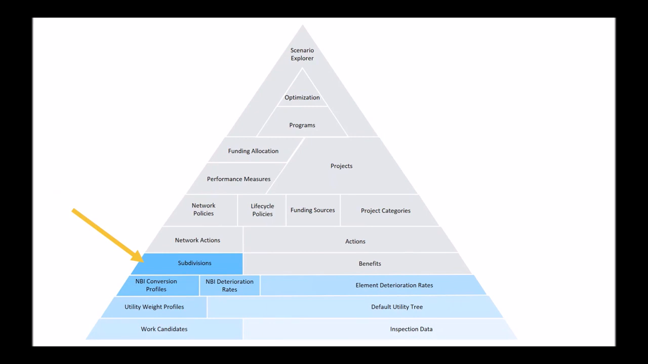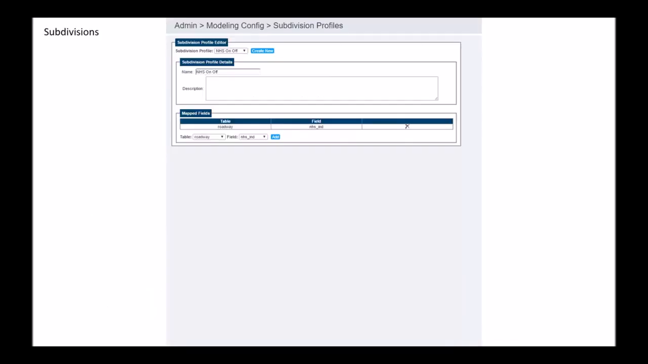Let's briefly discuss subdivisions before moving on to the main pieces of actions and benefits. Subdivisions are used to break up the analysis groups into different pieces for tracking the results. You'll see them play a larger role in later episodes. We can create subdivisions based on any database field. These are the fields which will define the subdivisions for your performance measures.